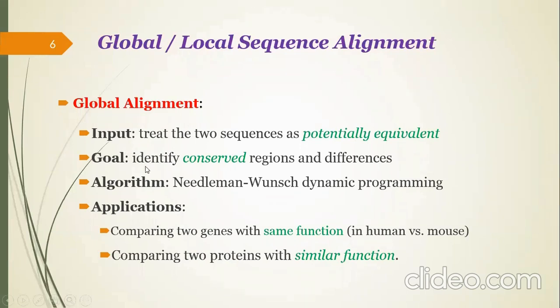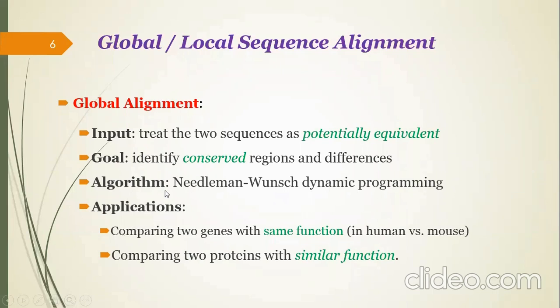In global alignment, the goal is to identify conserved regions and differences. So we are interested in both the conserved regions and also the differences of the whole sequence. Which algorithm will be used? We already discussed what an algorithm actually is. So Needleman and Wunsch dynamic programming is an algorithm. These are the two scientists that generated this algorithm for global alignment, and this algorithm will be used. What is the name actually? Needleman and Wunsch dynamic programming.